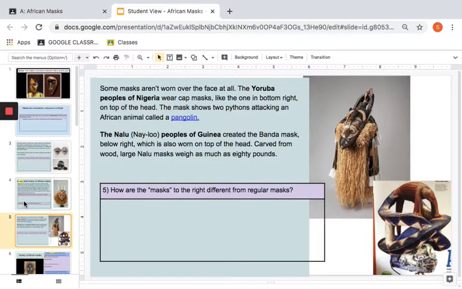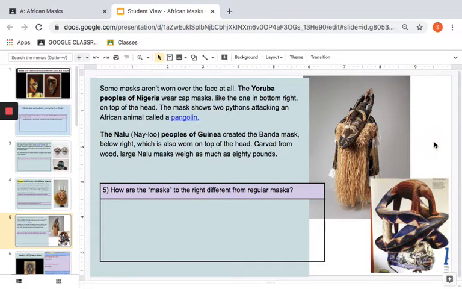Slide 5, we see 2 different types of masks. They were worn in Africa. They're very common, but they're a little bit different. So I'm going to read slide number 5 and tell me what's different about these masks than the ones that were there before.